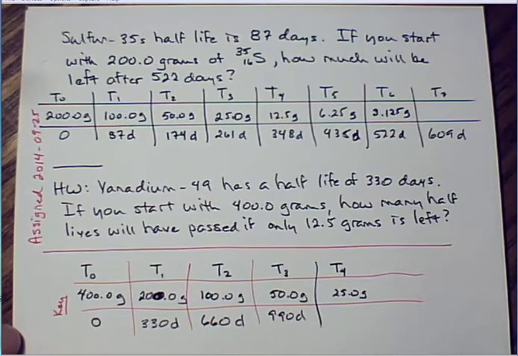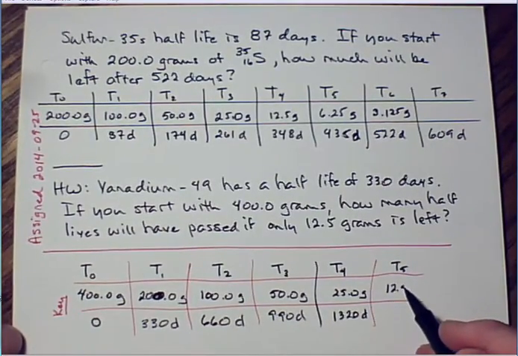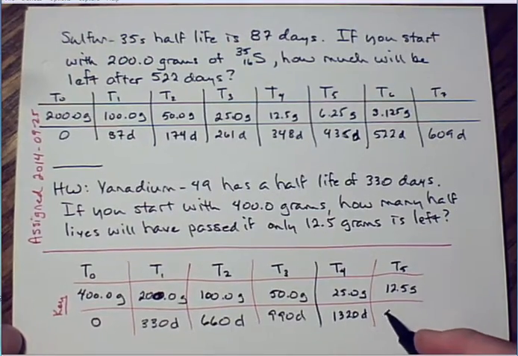Let's see. Oh, that's not what I wanted to do here. So let's see, 990 plus 330, and that's 1320 days. Okay. And then T5 for the fifth half-life, we'll have 12.5 grams left. And that's at 1320 plus another 330 days. So that's, oh, that's not right. I think I just multiplied. 1320 plus 330, and that's 1650 days.